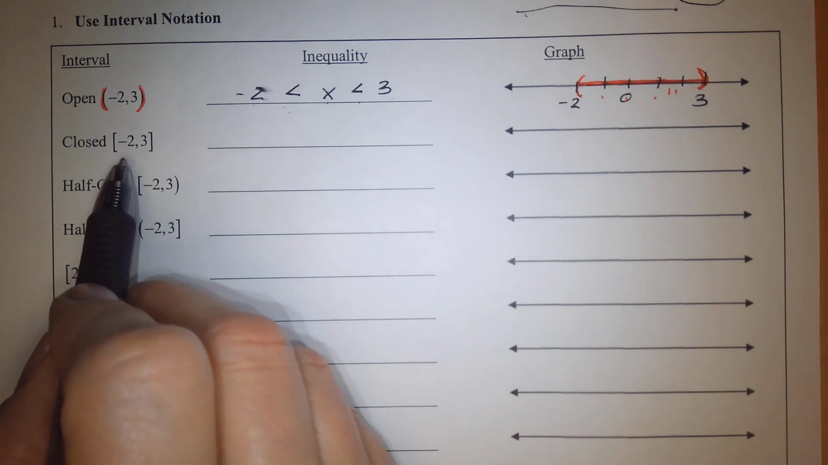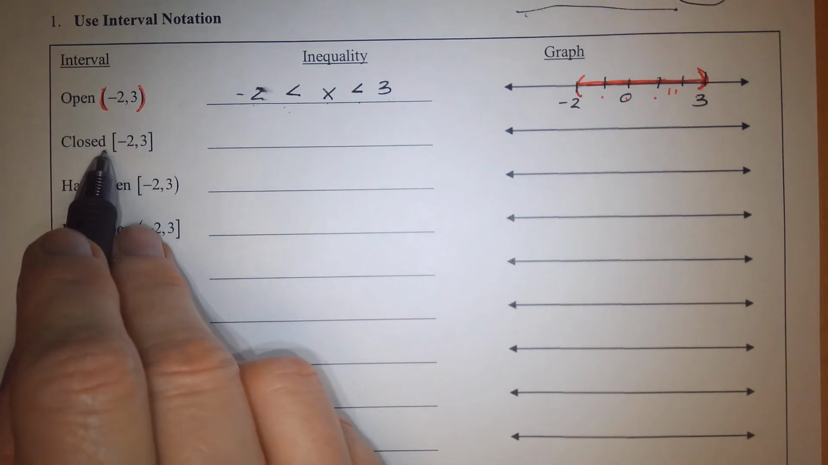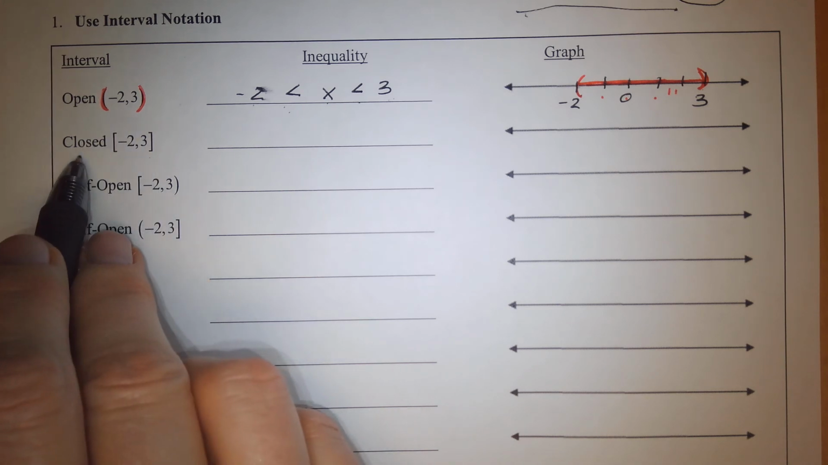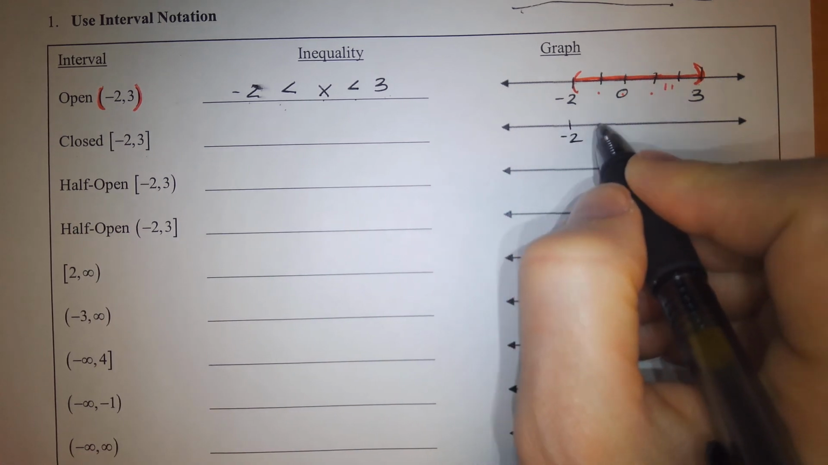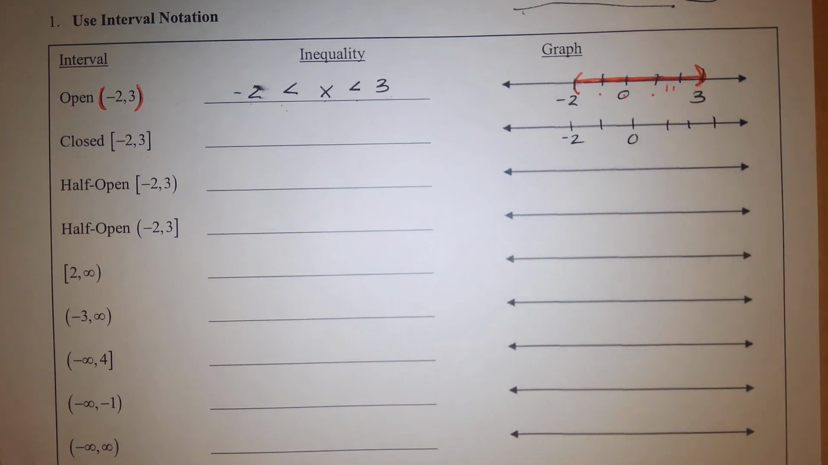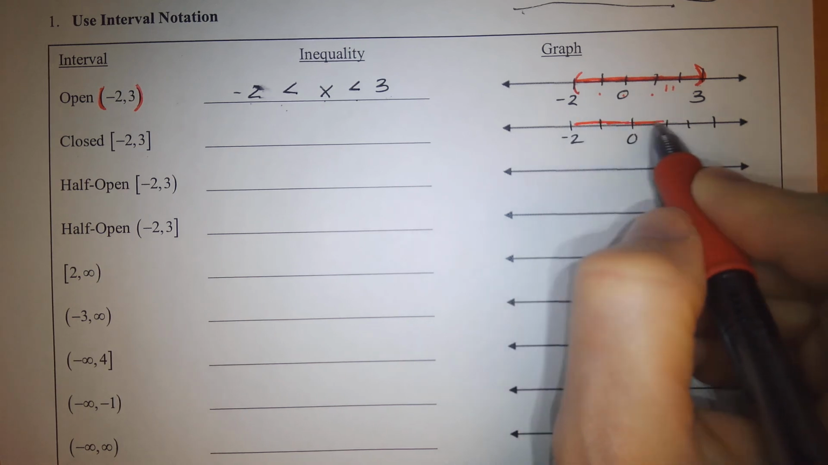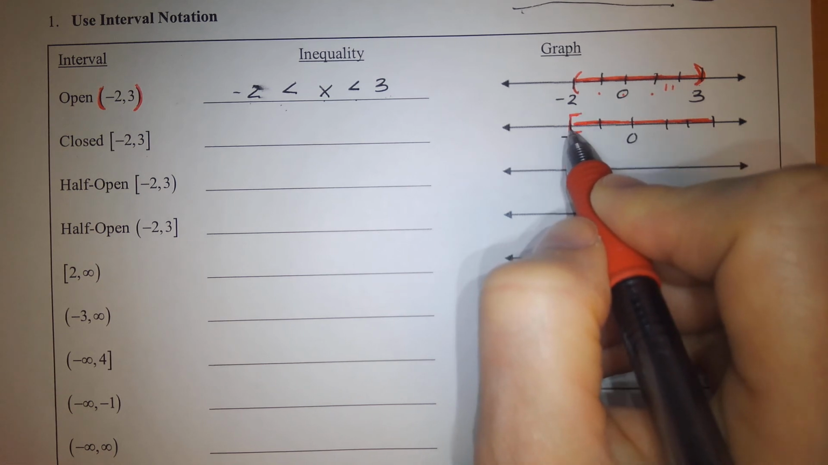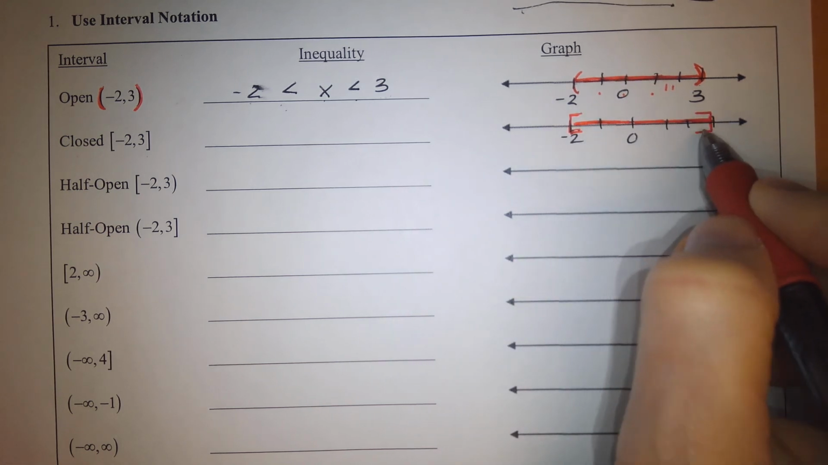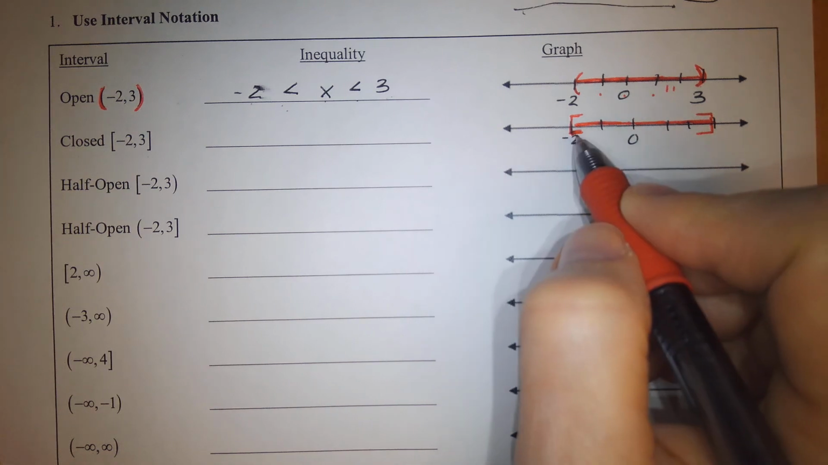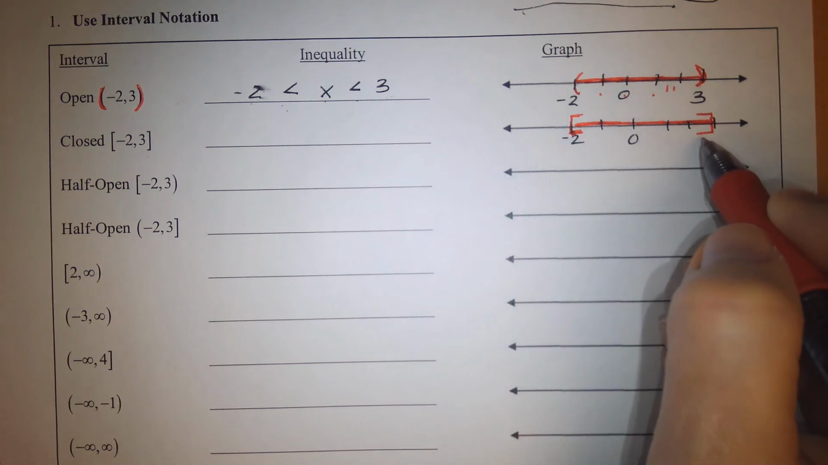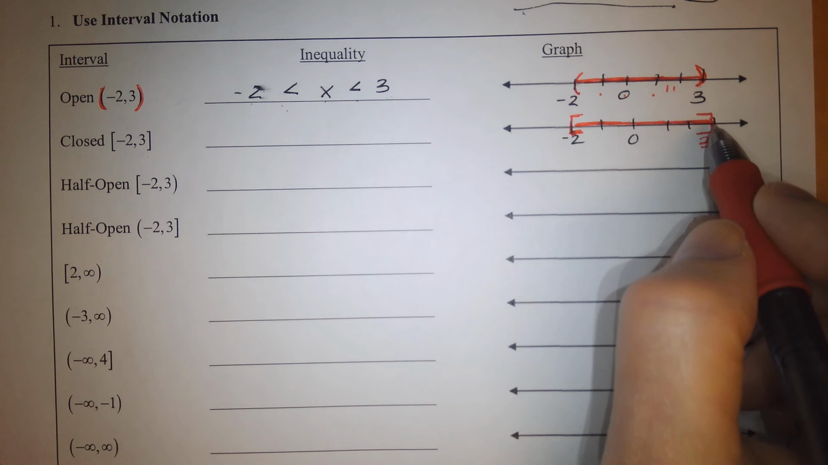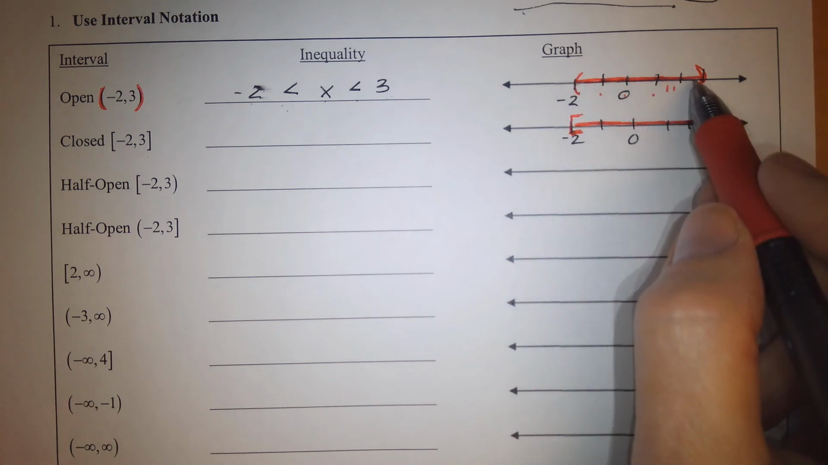All right, let's look at the next one. This time it's the exact same numbers. However, by the look of the brackets, since they are squared, that means it is a closed interval, which indicates that every number in between -2 and 3 is a solution. And since these are closed on the ends, that indicates that -2 and 3 are solutions. So -2 is included and 3 is included. So solutions can be any number in between, and we will include the endpoints, where here they were not included.